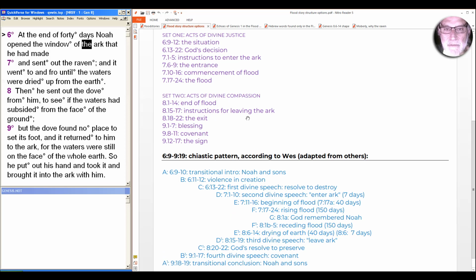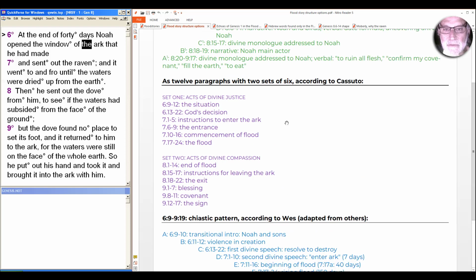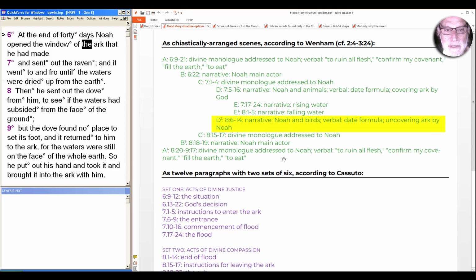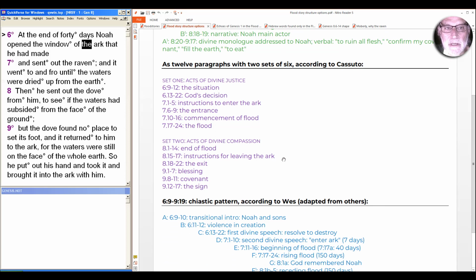And if you can see just above in the purple section, which is from Casuto's way of shaping this into two sets of 6 paragraphs, he divides it a little bit differently so that 8:1 to 14 is all part of one unit, but we're still in that section, the end of the flood. And then in the Wenham version up here, he also sees 8:6 to 14 as one unit. So no argument there about what section we're in as we look at this.